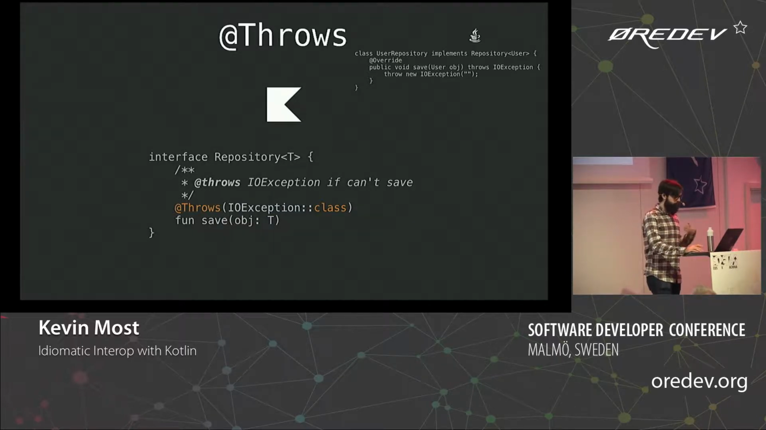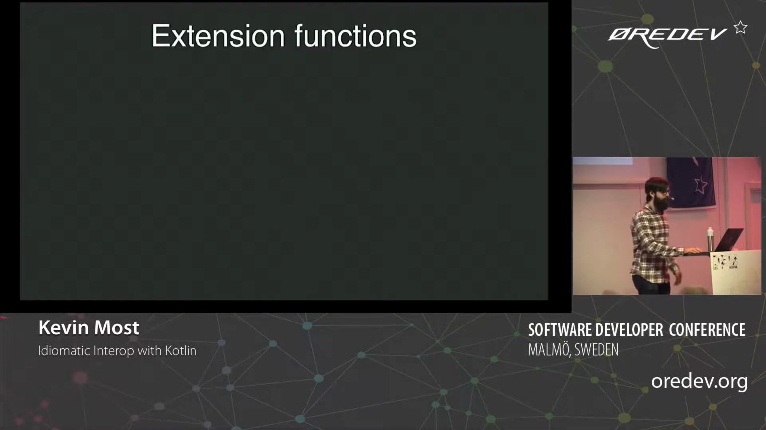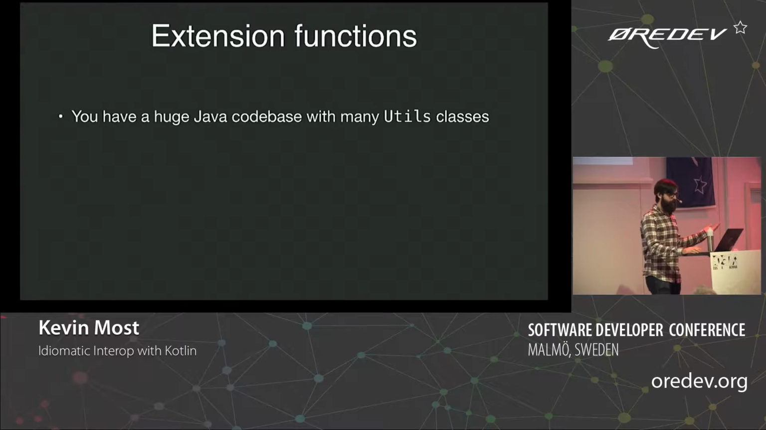I'm going to jump into kind of a different topic now. One of my favorite ones is extension functions and how we can make them work really well. So I've seen this happen a few times where you have this giant Java code base, right? And I've worked in Java code bases that have hundreds of util classes, I'm sure we all have. And there's important business logic tied up in those utils classes.